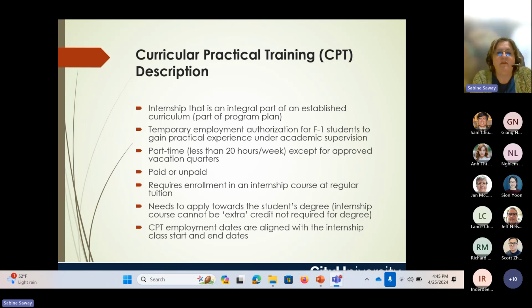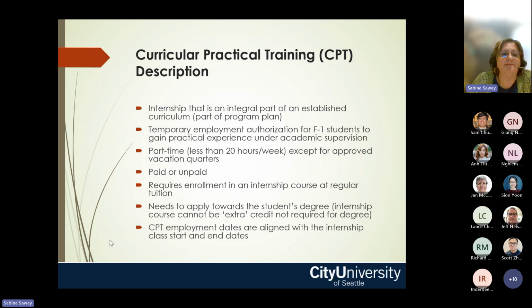Also, to be eligible for CPT, it needs to apply towards the student's degree. In other words, you must need the 3 credits for your internship course to complete your degree. And the credits cannot be extra, in addition to the required credits. And the CPT employment dates are aligned with the internship class start and end dates.